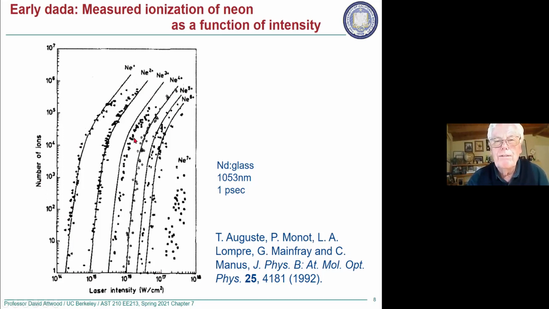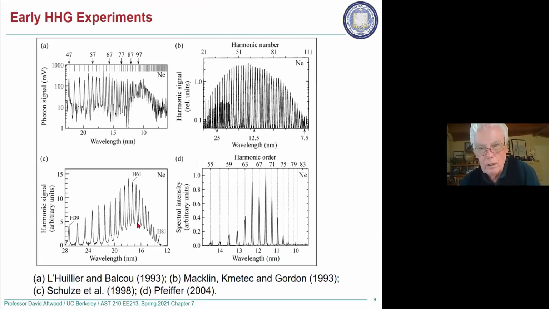So they were very interested in looking at what high intensities do to atoms. How many electrons can they pull off? And what else do they see? That was 1992, and then here we are in 1993. Anne L'Huillier and Balcou, the group at Stanford, Macklin, Kmetec, and Gordon, and this German group. The Pfeiffer one comes much later. I only added it because it has such a beautiful spectrum. But this is what the early people saw.